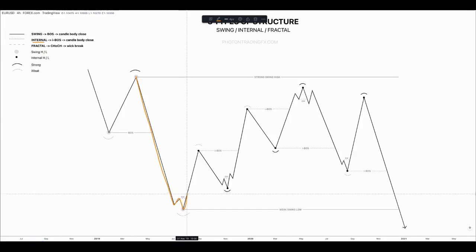It's the start of an internal pullback because you could get a bit of a movement like this, then you could get a bearish CHoCH, right? And then we could continue down. And that for me wouldn't be enough to be considered a swing pullback, right? Compared to the recent price action.